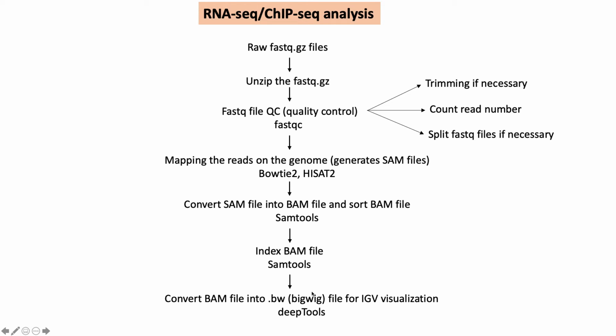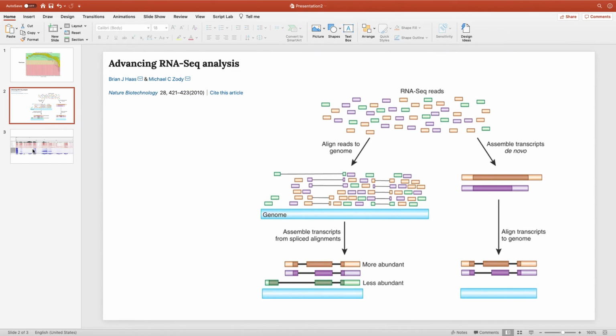Now, once you convert your BAM file into a BigWig file, you don't necessarily have to, but if you do, you can visualize it in IGV, that is, Integrated Genome Viewer. And this can be done using deepTools. And I really like to do it for this reason.